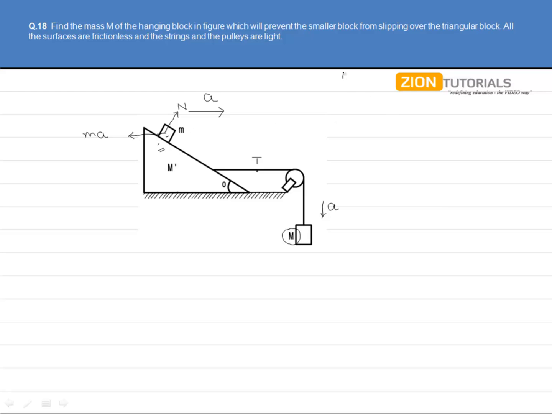Now we can draw the free body diagram for the small block of mass small m. So we can show it as a small block of mass m having an mg force in the downward direction, a normal reaction N at an angle of theta with the vertical, and an ma force in the left direction. Now how we got this angle theta is, since we are having this angle as theta, this angle will be theta as the alternate interior angles. This will be 90 minus theta. So obviously this will be theta.